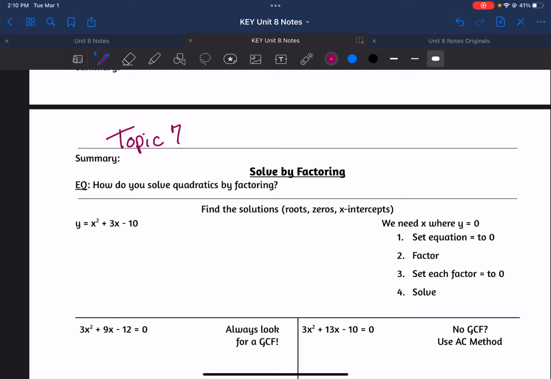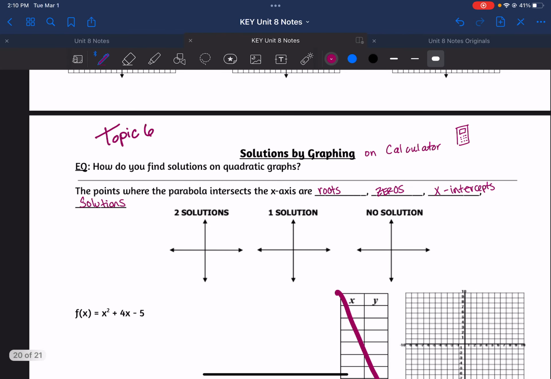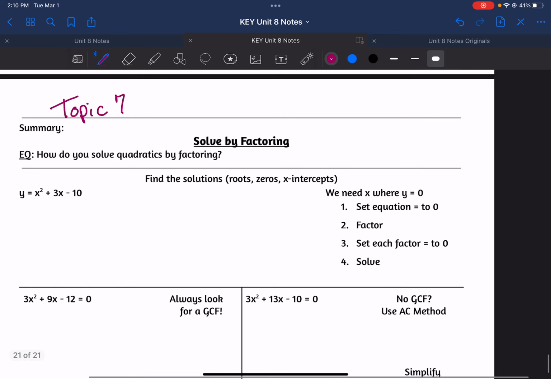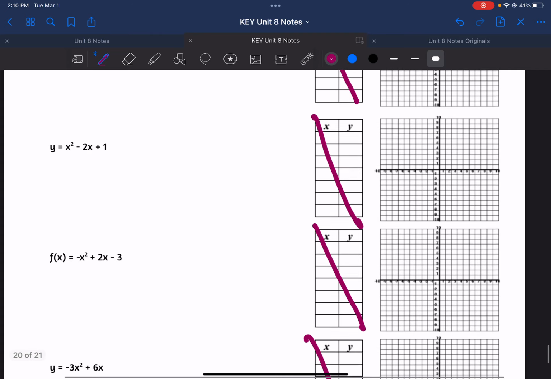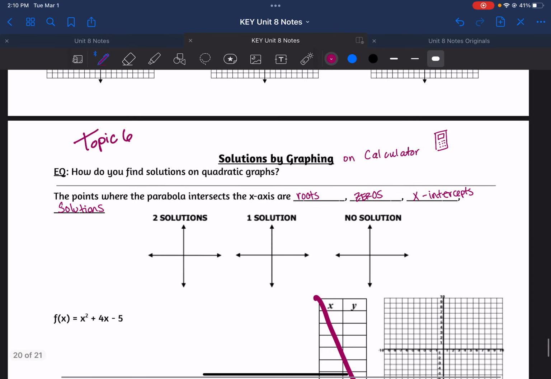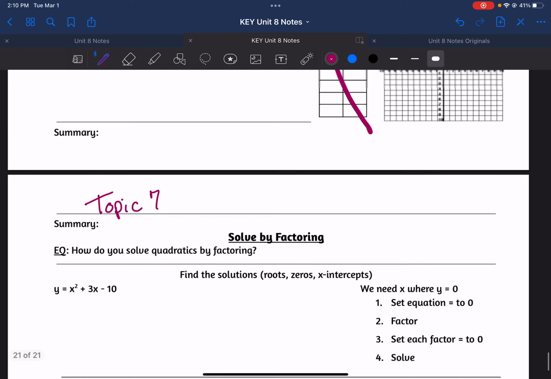You can speed it up with the bar at the bottom, where you can make the speed of the video faster. Now, I'm actually not going to teach the topic 6 notes first. I'm going to teach topic 7 first, and you'll see why in a minute. I'm going to teach you topic 7, and then I'm going to jump to topic 6 because this involves calculators. All right, so let's go ahead and get started.